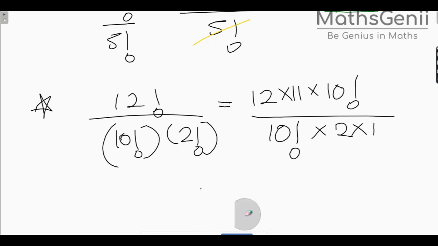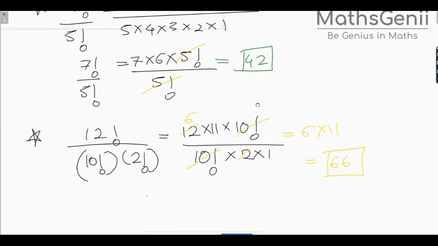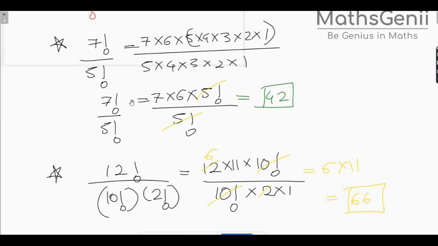So now in this case, 10 factorial and 10 factorial get cancelled. 2 ones are 2, 2 sixes are... denominator 1 remains, so it does not matter. So what remains here is 6 into 11. Your answer becomes 66. I hope you have understood how to solve factorials very easily. Now let's look at some interesting questions of permutation.